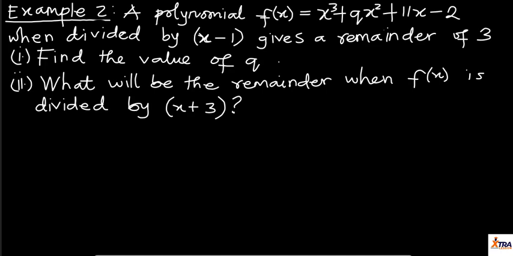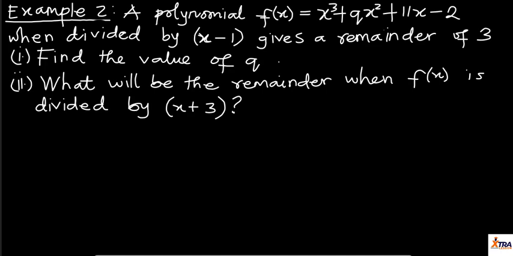So in this example we have a polynomial f of x equals x cubed plus qx squared plus 11x minus 2, which when divided by x minus 1 gives a remainder of 3. Roman figure 1, find the value of q. Roman figure 2, what will be the remainder when f of x is divided by x plus 3?